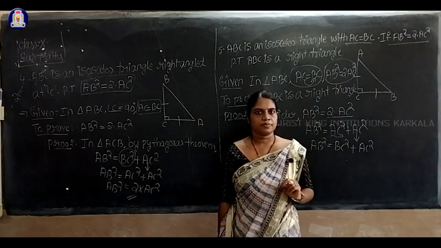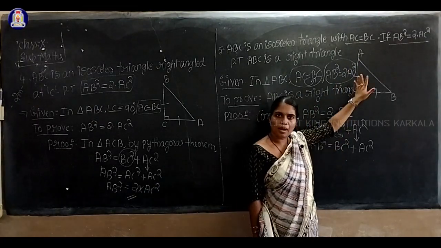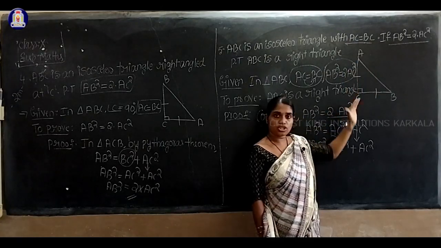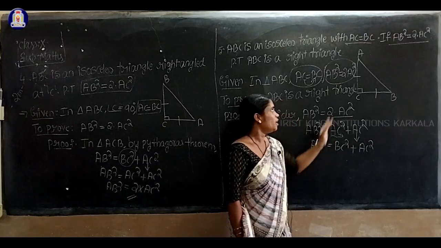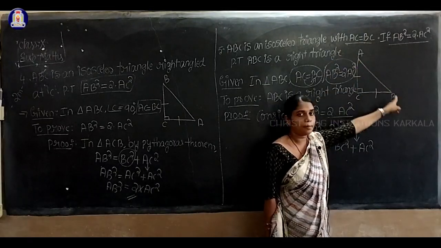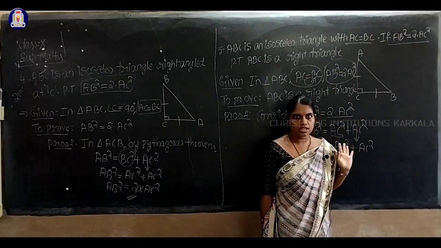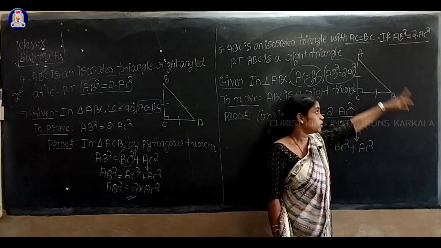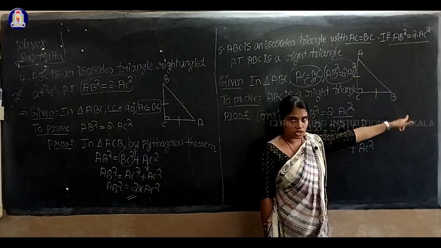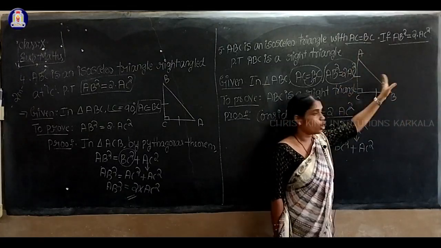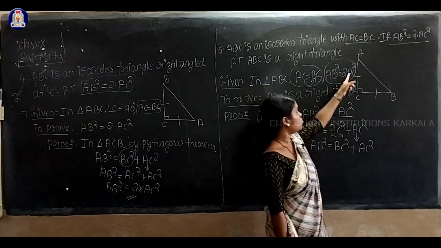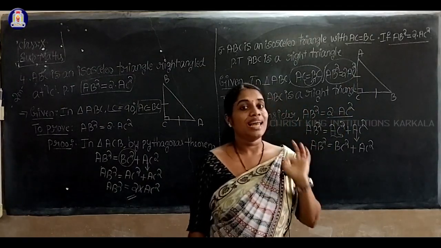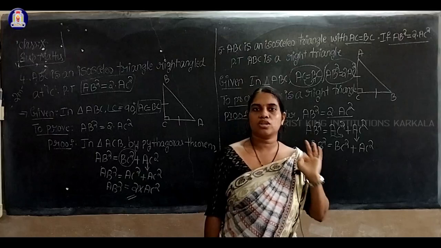What does it indicate? Does it satisfy the Pythagoras theorem? A square on the hypotenuse. Here AB is the hypotenuse, isn't it? Or in another way we can say, the square on the longest side. What is your longest side? AB. The square on the longest side is equal to the sum of the squares on the other two sides, right? So here I'll use the converse of the Pythagoras theorem.